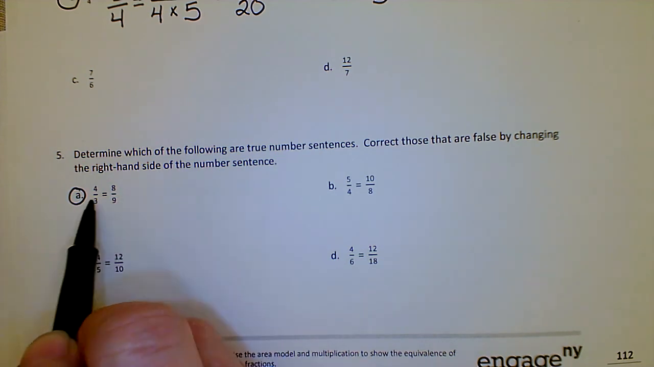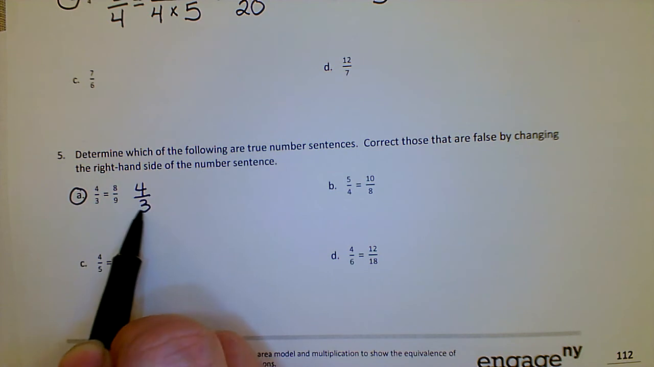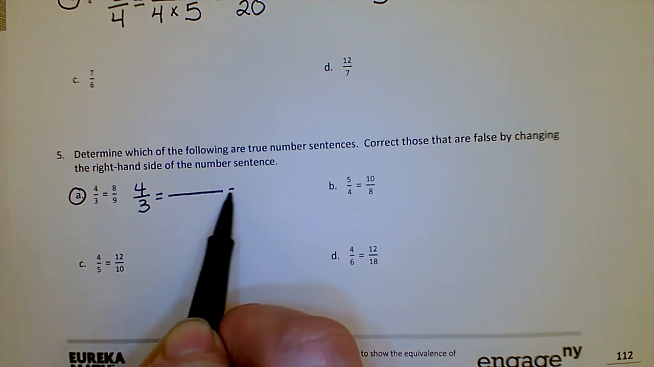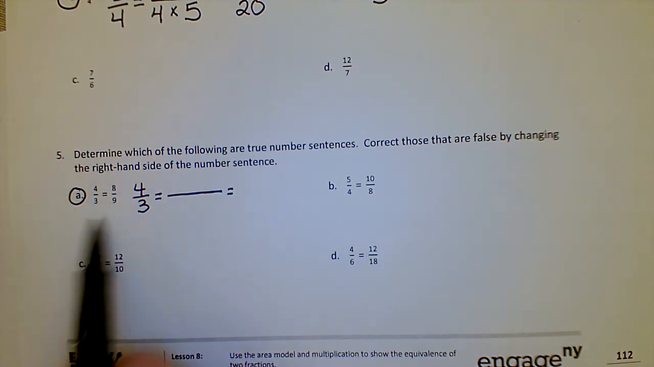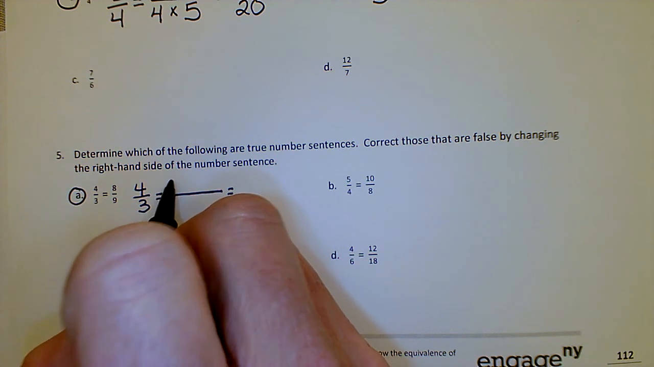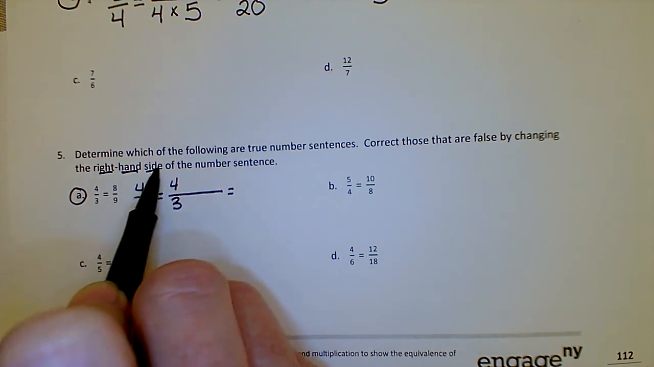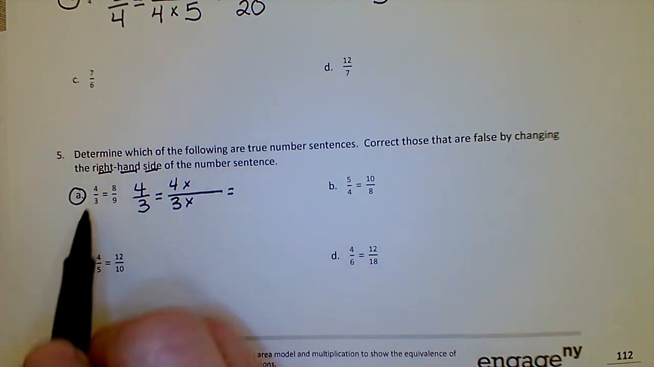So I'm going to go ahead and write 4/3 because that's what we're starting with. And then I'm going to set it up the way we've been, but I'm not going to write my second fraction yet because I don't know if this is true or false. I don't know if this is correct. So let's take a look. I don't know if they're equivalent fractions. So I'm going to start with my 4/3 because they said to change the right hand side, so I can't change this left side. I'm going to multiply those.